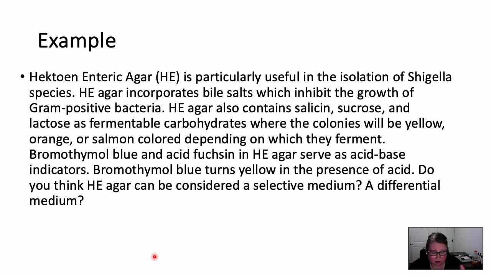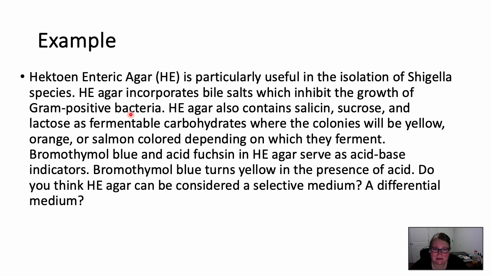So let's look at the parts of the question that tell us the answers. The first part is whether it's selective or not. Does it stop the growth? And it literally tells us that it uses bile salts to inhibit the growth of gram-positive bacteria. It kills something. It stops growth. This means it's selective. Okay, so that one's done.